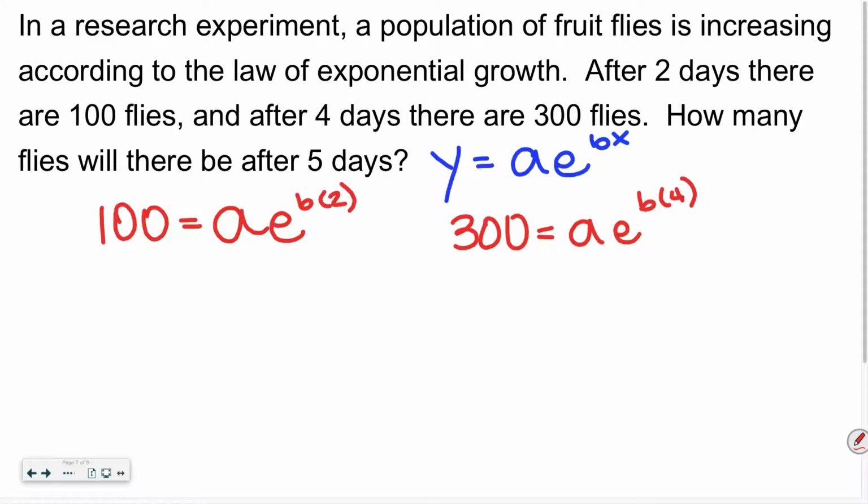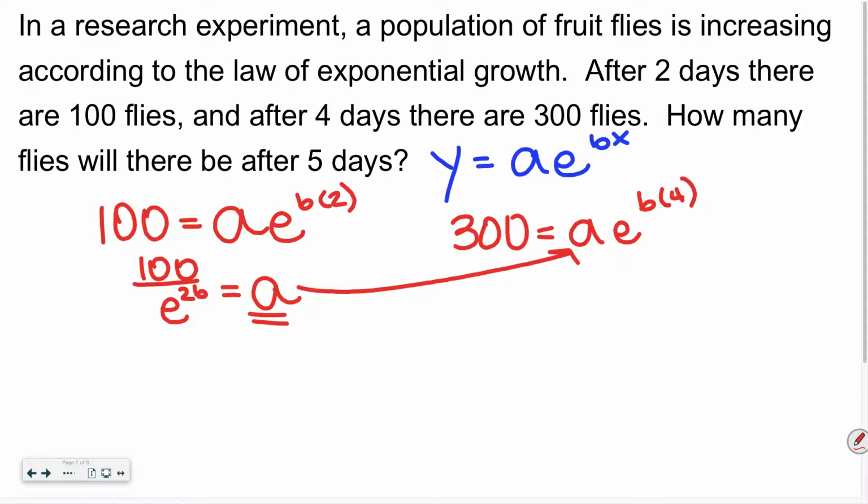There's an A in this equation right here, right? Okay. So we can go over here to this equation and rewrite it as A equals 100 over e to the 2b. Is that allowed? I can just rearrange it, right? Well, if this is A, we can go ahead and plug it in over here. Do you agree?